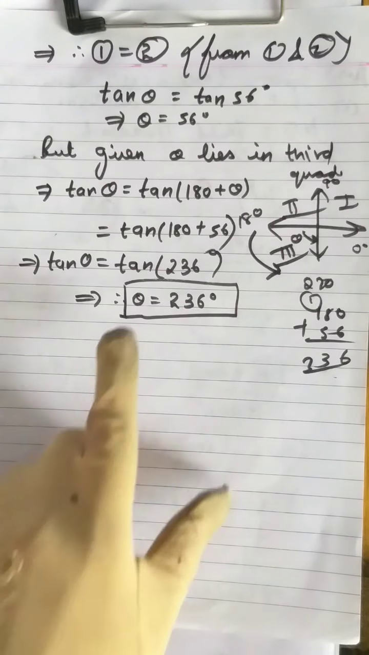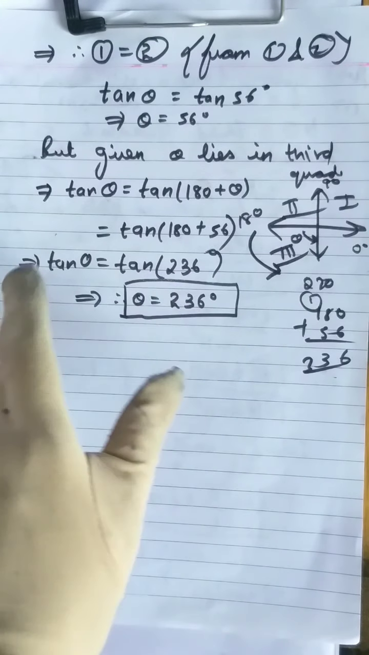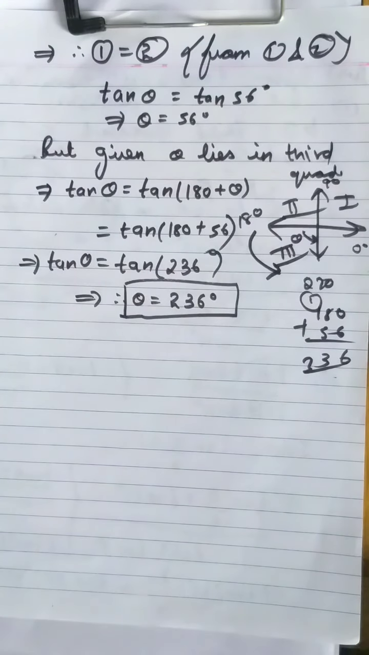This is how you do it. So we got the value of theta as 236 degrees. So this is how you do these types of questions. Hope you have understood this. Moving on to the second bit.